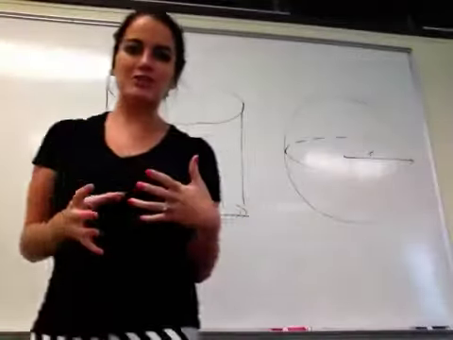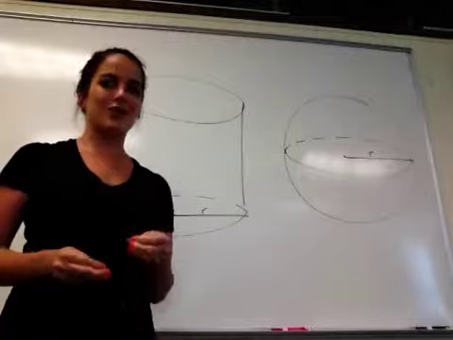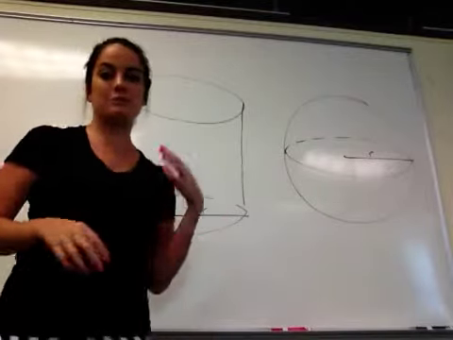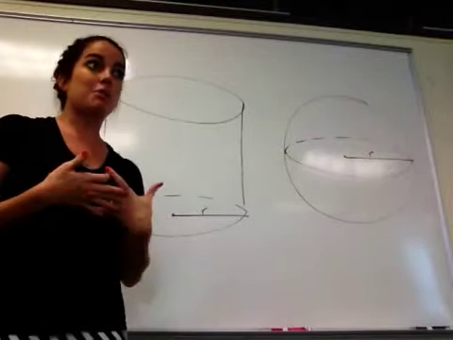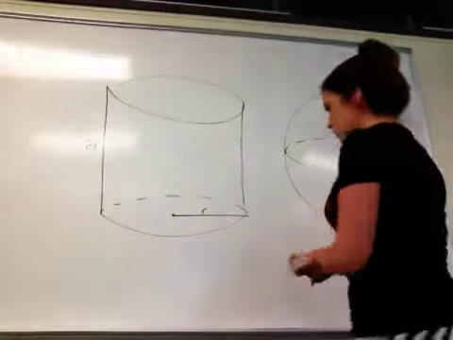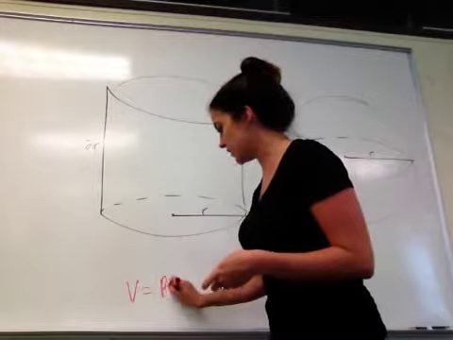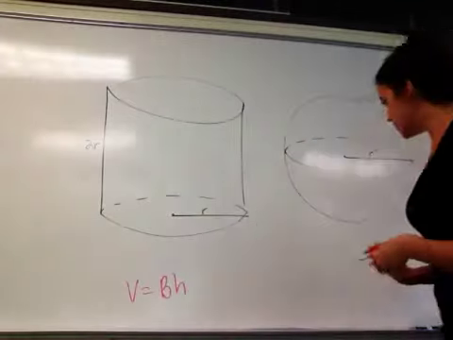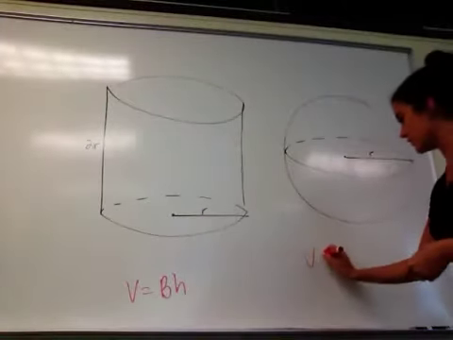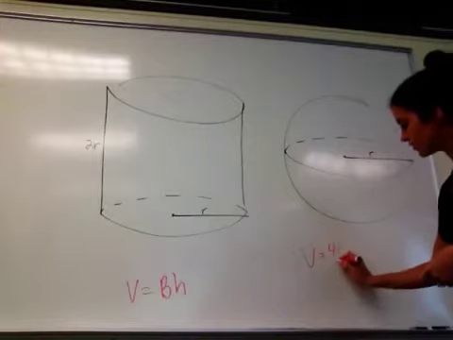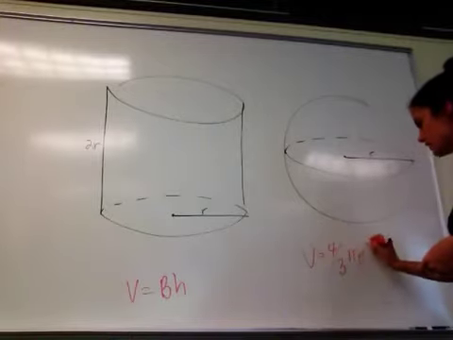Okay, so I'm going to talk to you a little bit about the volume of a sphere. And this is what I like to call one of those blow your mind lessons. Because probably you know by now that the volume of a cylinder is the area of the base times the height. You also know that the volume of a sphere is 4/3 pi r cubed.